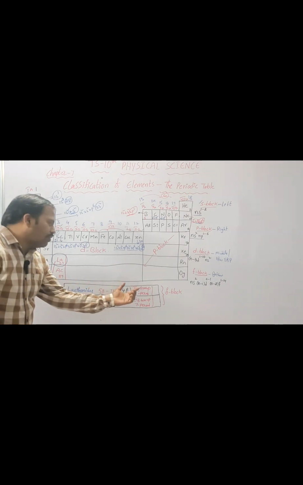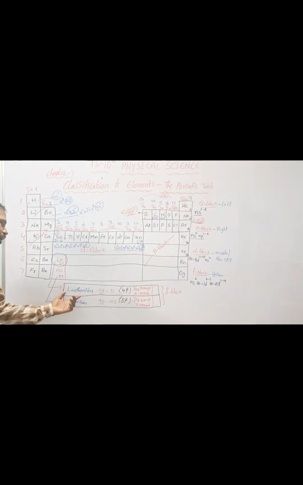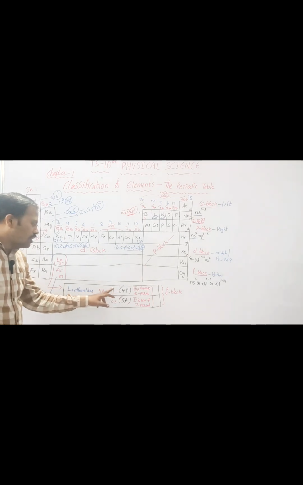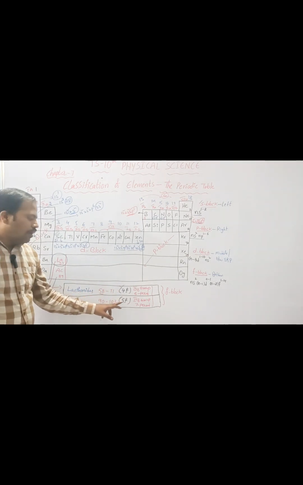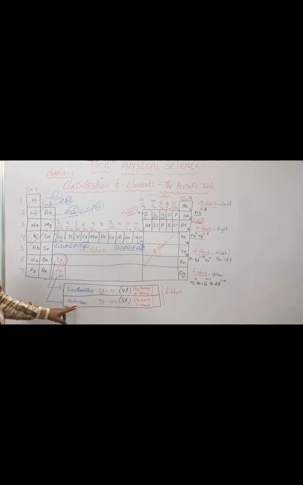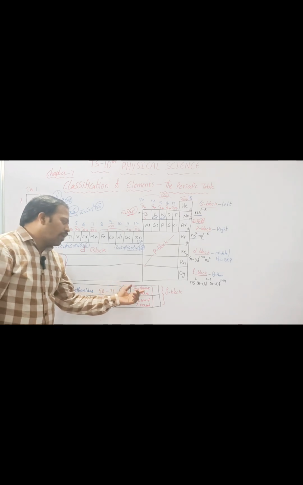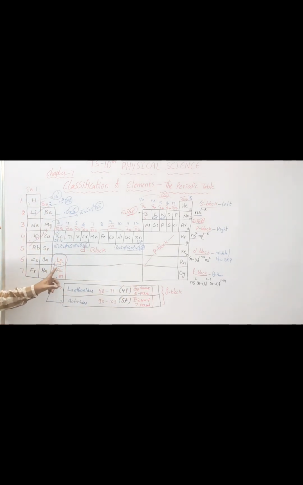So what are the names of this group of elements? Lanthanides and actinides. 4f block elements are also called lanthanides. 5f block elements are also called actinides. What is the location, or where are they located? The 4f elements are located at the third B group and 6th period. Actinides are present at the third B group and 7th period.